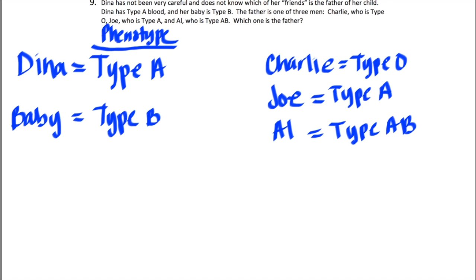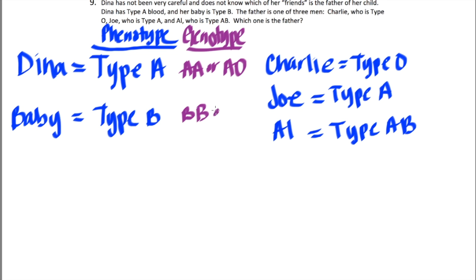Let's go in now and determine what their genotypes could be. Now, she's either going to be AA or AO, right? For type B blood, you either have to be BB or BO. Okay? When it comes to Charlie, he's got one option here. He's OO. For Joe, he's either AA or AO. And then for Al, he's going to be AB.